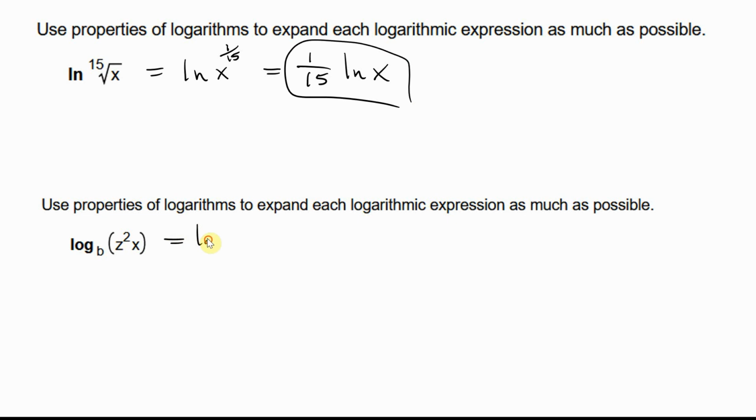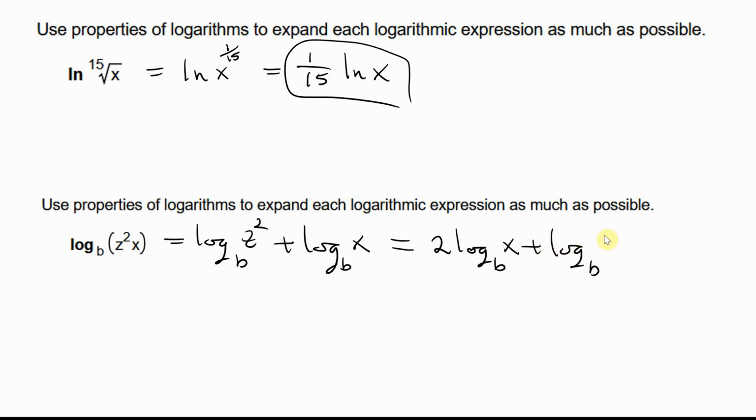Expand here. So this is log base b of z squared plus log base b of x. But you want to keep on going. We have this power. The power of that 2 becomes a multiplier. 2 times log base b of x plus log base b of z. All right. So that's what it means to expand.